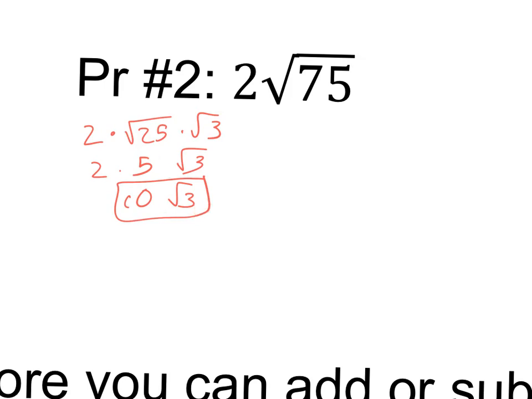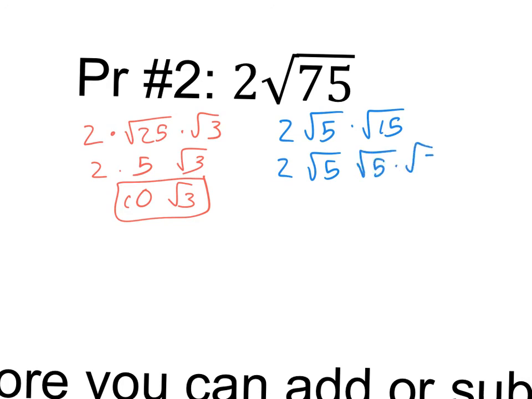Okay, great. Well, what if I didn't see the big perfect square? What if I saw, well, I know there's fives in there. What if I said, okay, 2 times the square root of 5 times 5 times 15 is 75. Okay, well, neither of these are perfect squares, so I just have to keep going. The 5 doesn't break down anymore, but the 15 does. Isn't that 5 times 3?